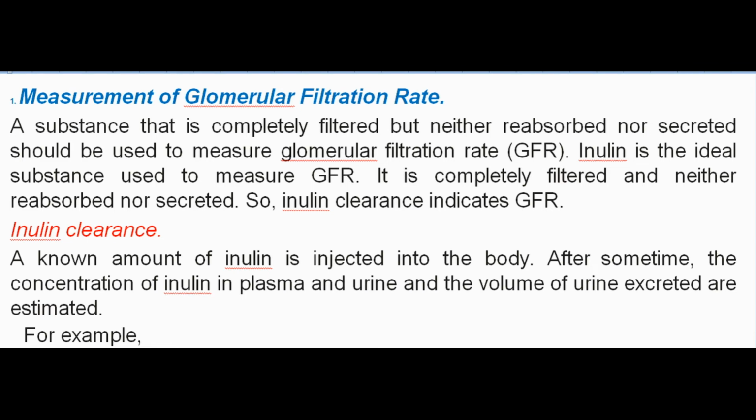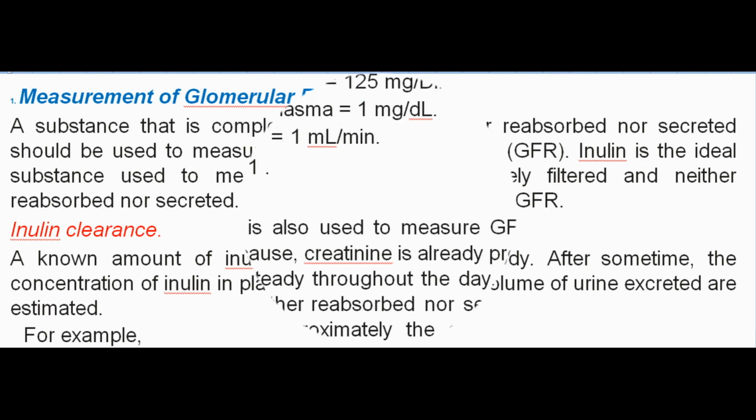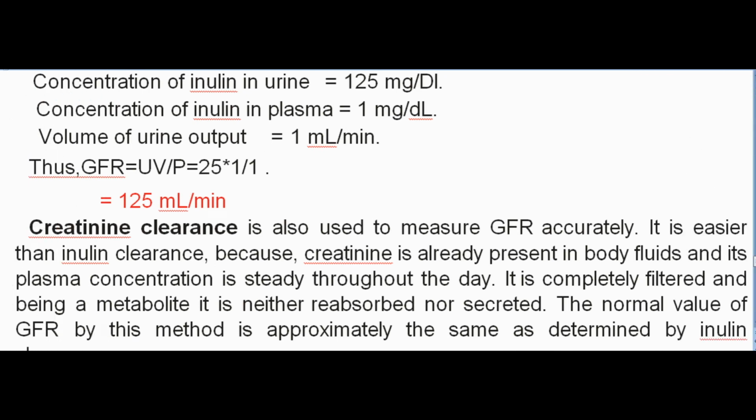Inulin clearance. A known amount of inulin is injected into the body. After some time, the concentration of inulin in plasma and urine and the volume of urine excreted are estimated. For example, concentration of inulin in urine equals 125 mg/dl. Concentration of inulin in plasma equals 1 mg/dl. Volume of urine output equals 1 ml/min. Thus GFR equals UV/P equals 125*1/1 equals 125 ml/min.